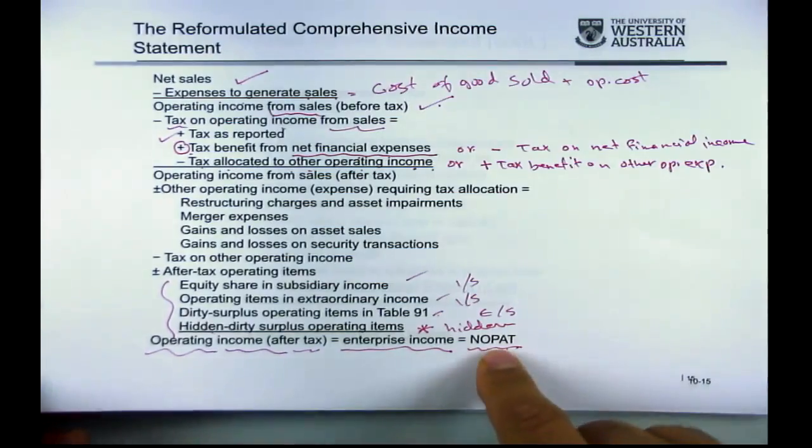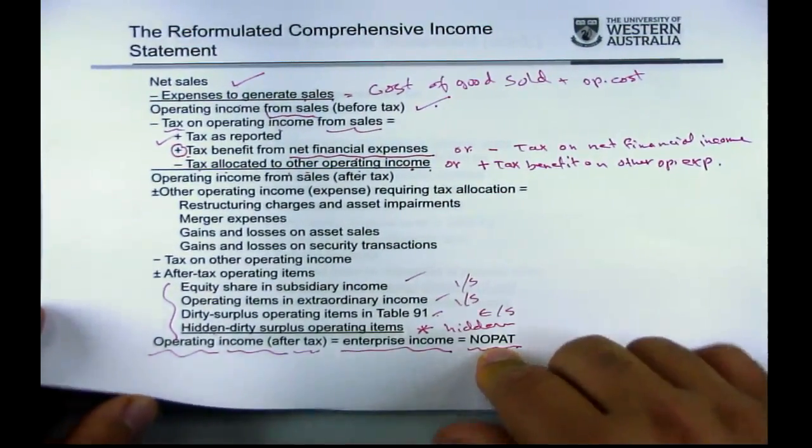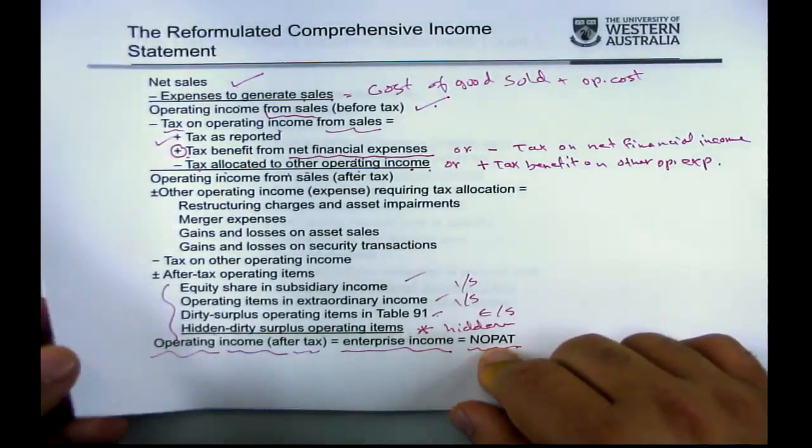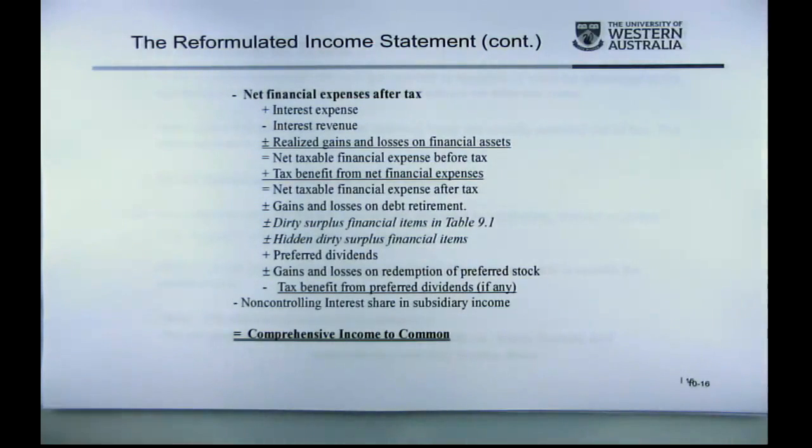So this is the formal name. Sometimes people in practice just say operating income. You need to know, it is your duty to know, what we are talking about. Are we talking about after-tax operating income or before tax? If it is before tax, you should calculate the after-tax figure and use it in the valuation, okay?